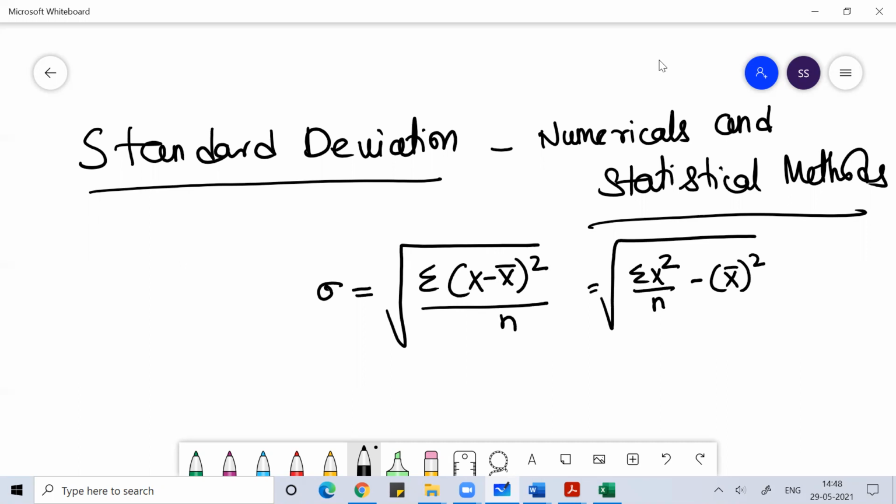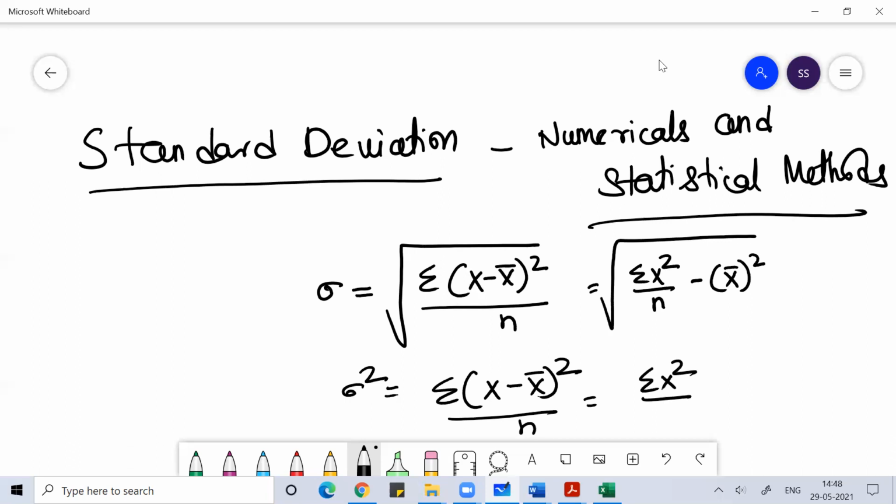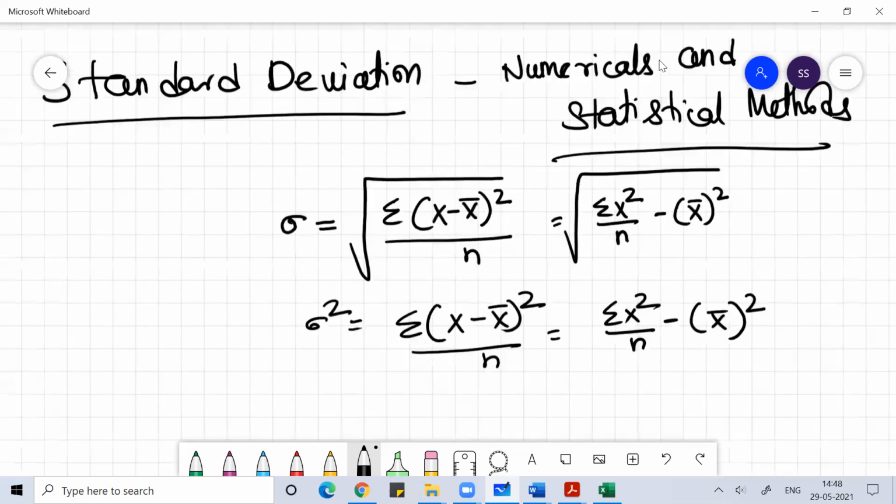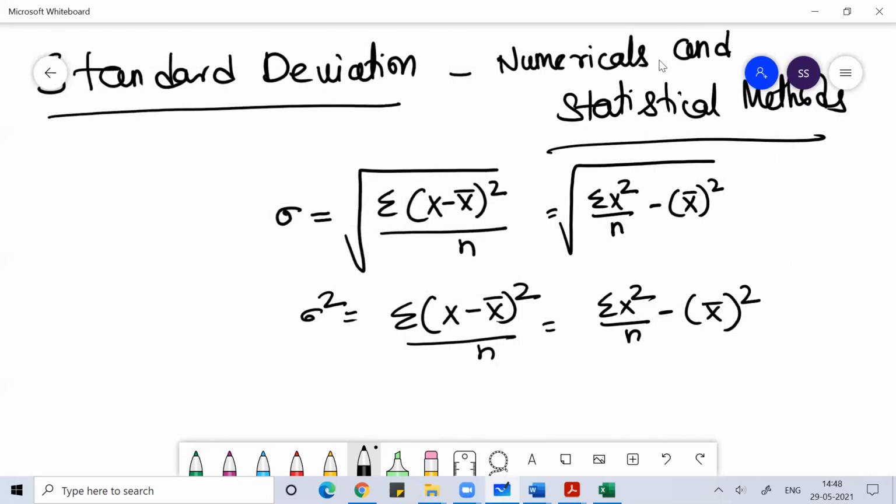So when we talk about variance we represent it with this symbol. This is called variance. The formula of variance is summation of (x minus x bar) whole square by n, or it is summation of x square by n minus x bar square. This is the formula of variance. I hope you remember this. Already we discussed them.